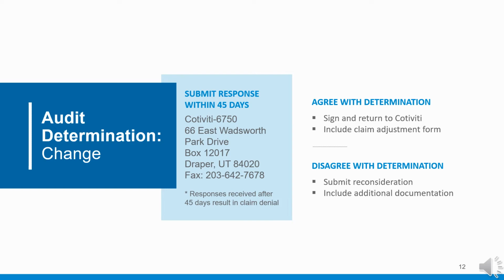Cotiviti will notify Blue Cross Blue Shield of North Dakota of the outcome, and the claim will be adjusted accordingly. If you disagree with their determination, you can submit a reconsideration to Cotiviti along with any supporting documentation. If requests are submitted to Blue Cross Blue Shield of North Dakota instead of Cotiviti, this will cause a delay in your reconsideration request. Failure to respond to the audit determination within 45 days will result in a claim denial.